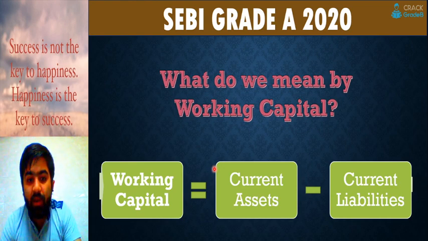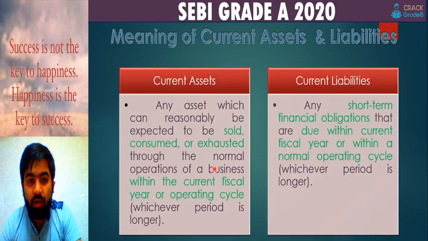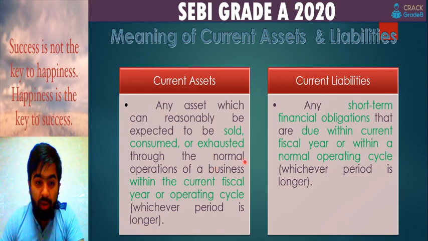But working capital is based on current assets and current liabilities. So let us first understand the meaning of current assets and current liabilities, to understand working capital more deeply. Moving to the next slide, current assets means any asset which can reasonably be expected to be sold, consumed or exhausted through the normal operations of the business.